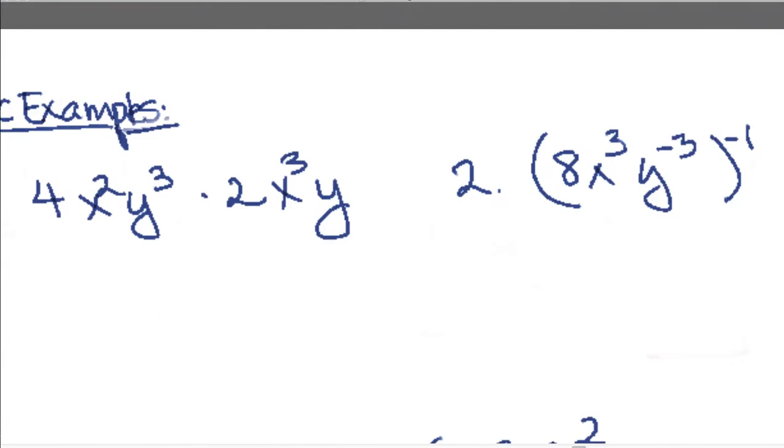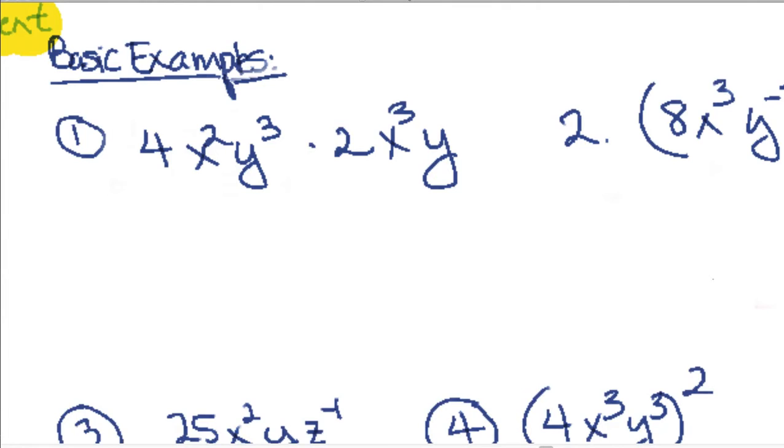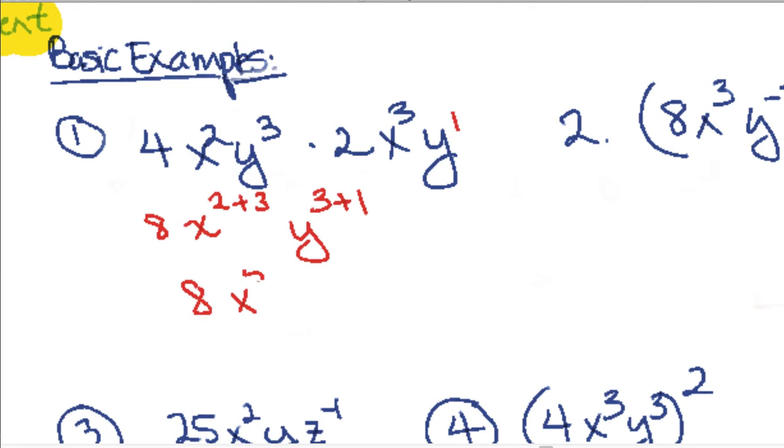So here are some basic examples. Let's check these out. Here we've got multiplication. So take the coefficients: 2 times 4 is 8. And then you have x times x, so we add the exponents, two like bases being multiplied. And then we have an understood 1 there if there's nothing there. So you add the 3 plus 1 in order to get 8x to the 5th, y to the 4th. Okay, hopefully that was pretty clear.